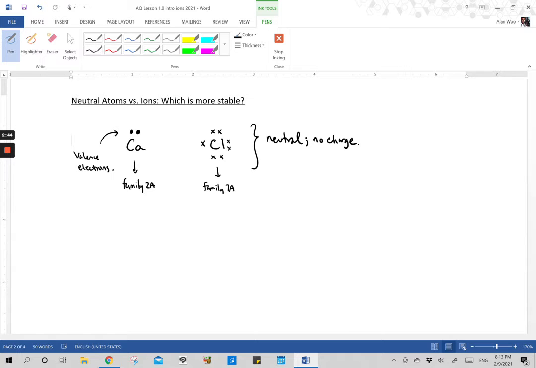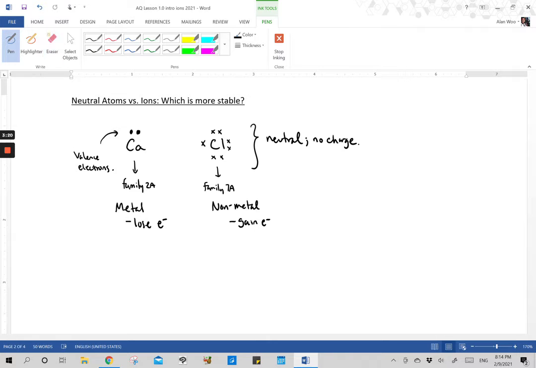Calcium is considered to be a metal. Metals tend to lose electrons. I'm going to use e negative as my shorthand for electrons. So metals tend to lose electrons, whereas chlorine is a nonmetal. Nonmetals tend to gain electrons.